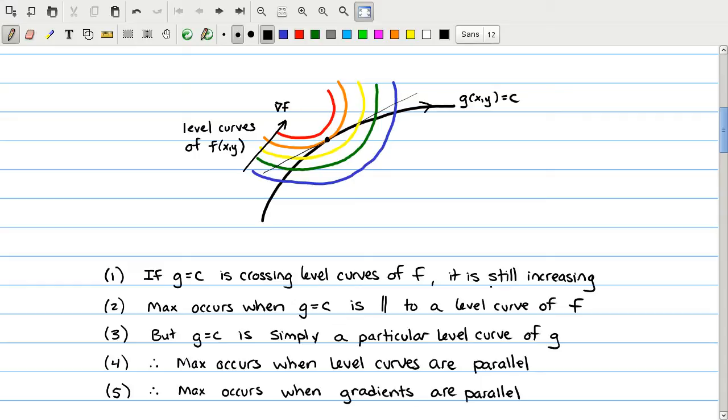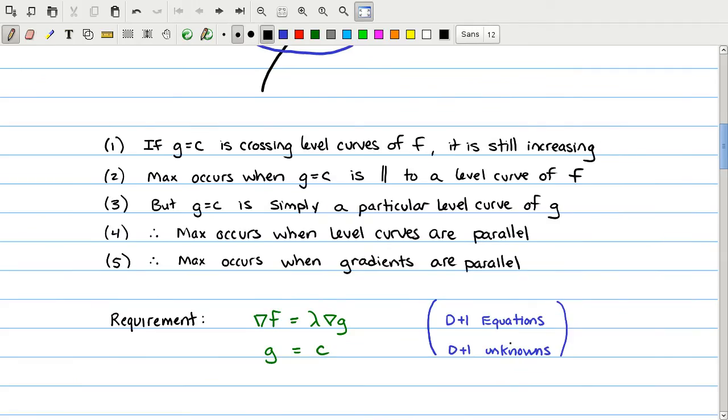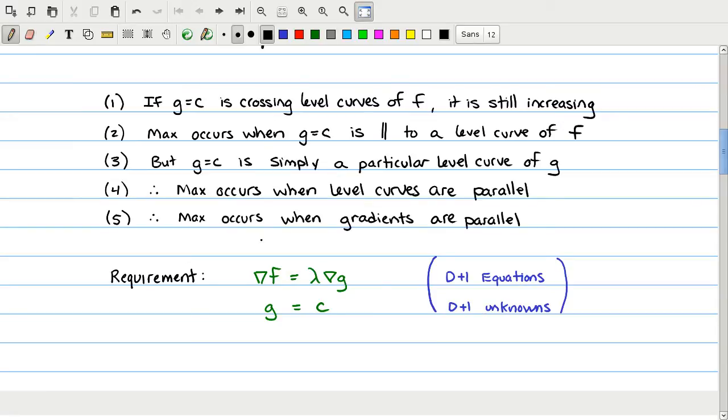Another way to say that the level curves are parallel is to say that the gradients are parallel, because the gradients are perpendicular to the level curves, and so if the gradients are parallel, then so are the level curves. So the definition of a critical point in a constrained optimization problem is that the gradients be parallel to one another. We represent that by saying that the gradient of f is some unknown multiple lambda times the gradient of g. Remember that the gradients are vectors, and multiplication by a scalar simply lengthens or shortens a vector without changing the direction.